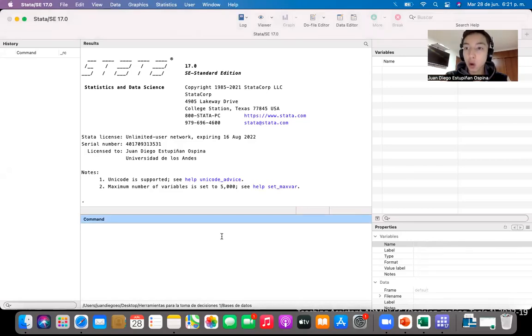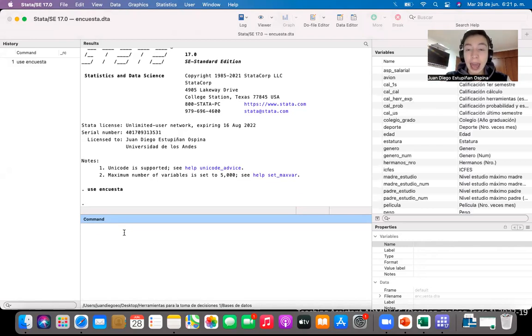For this video, I'm going to use again the dataset encuesta. So remember that we use the command use and the name of the dataset. And for this first part of the analysis, I'm going to use only 2 variables, which are going to be estatura and peso, which represent the height and the weight of the respondents.